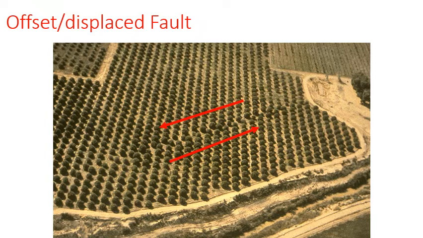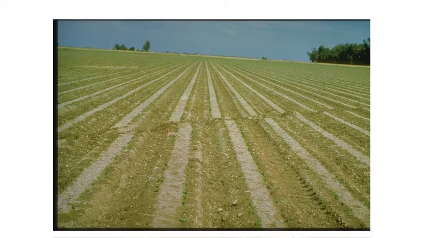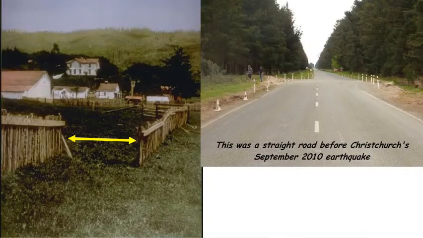Here's an offset fault. This is an orange grove in Southern California, and you can see how the lines of the trees do not line up anymore because this land is moving this way and this land is moving this way. This is an offset fault motion. You can see it here, a freshly plowed field where we had an earthquake, something moved that way, something moved that way. Now the lines in the field don't line up.